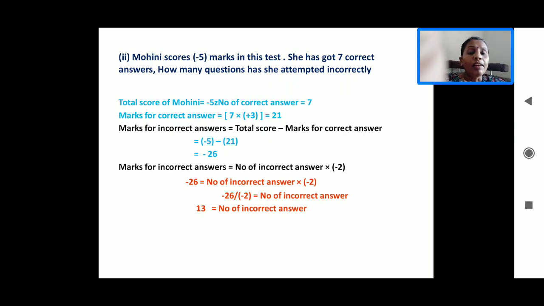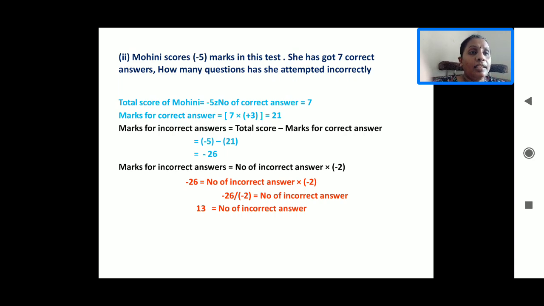Now we want to find the number of incorrect answers. So marks for incorrect answers is equal to number of incorrect answers into minus 2. So minus 26 is equal to number of incorrect answers into minus 2. So minus 26 divided by minus 2, the number of incorrect answers will be 13. So here Mohini has attempted 13 incorrect questions.